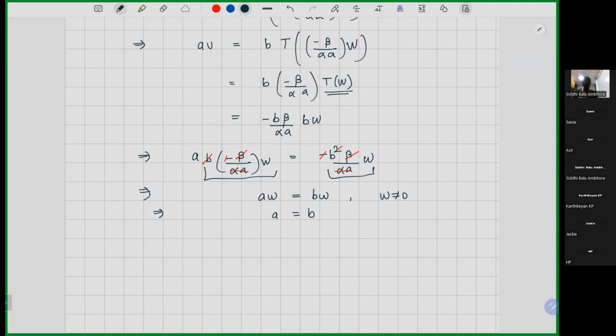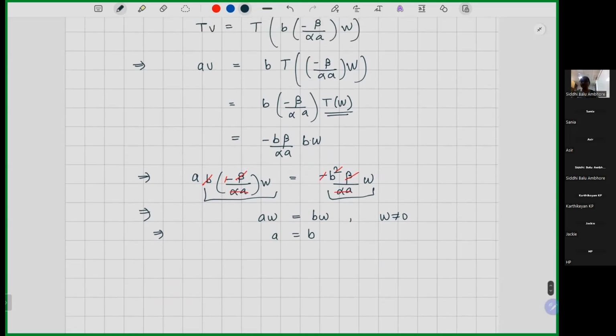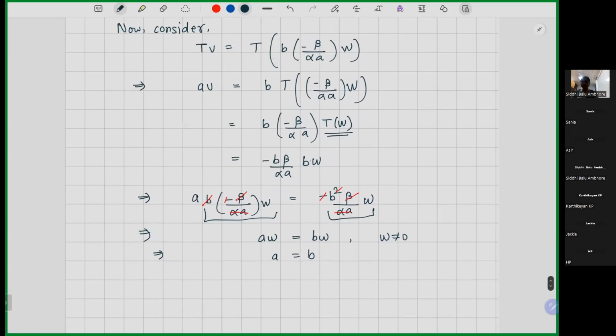So from this, I will get AW is equal to BW, and BW was an eigenvector. So I end up getting A is equal to B. Any doubts? This is just smart manipulation of given information.